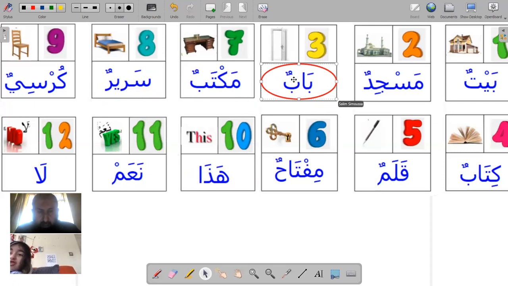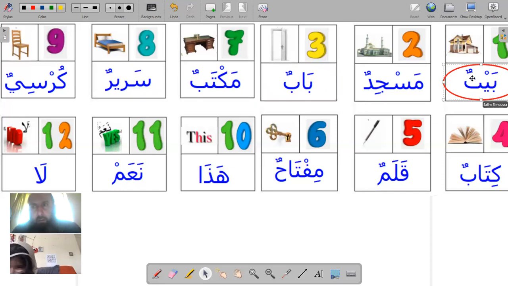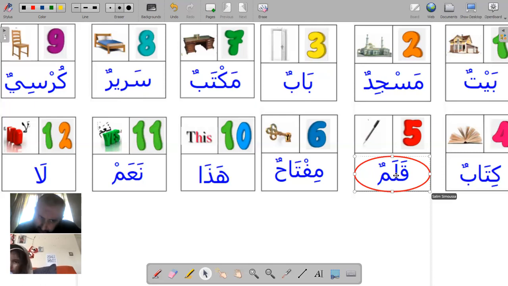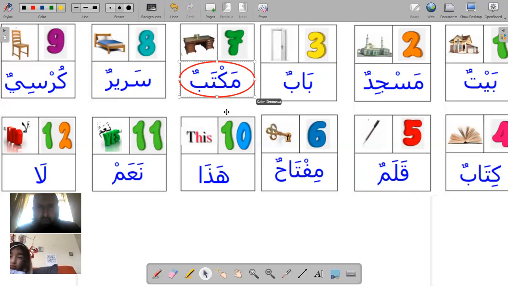Say again? Yeah, in Arabic as well. Babun. Good. Number 1. House. A house. In Arabic, number 5. Kalamon. Good. Number 7. Maktabun. Yeah, exactly.